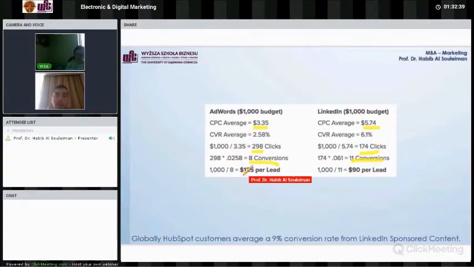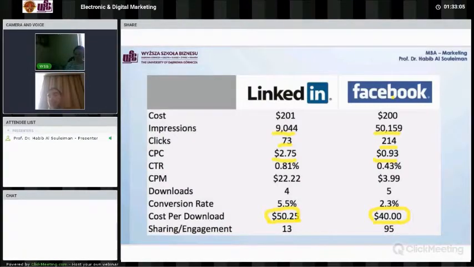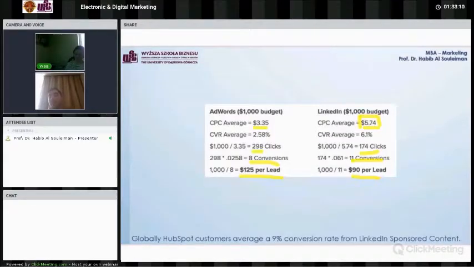In other words, out of $1,000, he spent $125 per sale on Google, and on LinkedIn he spent $90 per sale. So which means even though the cost on LinkedIn was higher, around $6, in the end, the sale on LinkedIn was much higher. That's why I told you, from market to market is different. On this market, for example, this case study, LinkedIn was worse, Facebook was better. On the other market, LinkedIn was better, even though he spent more.